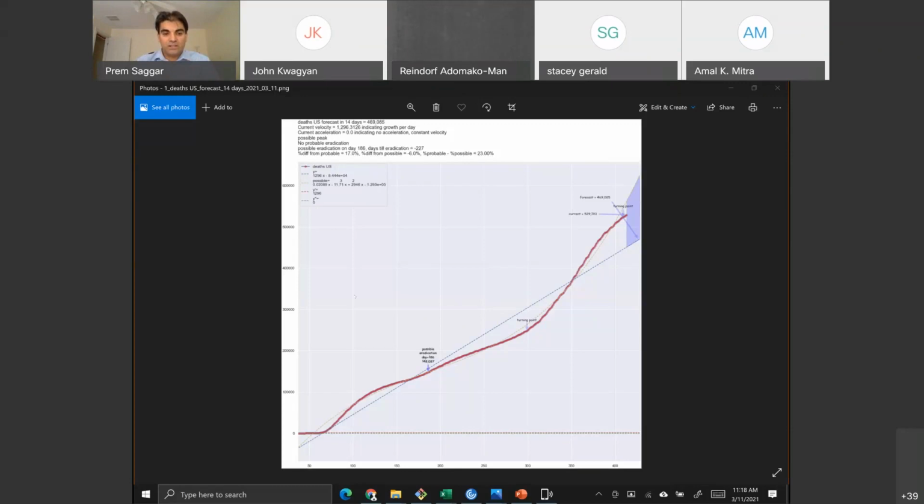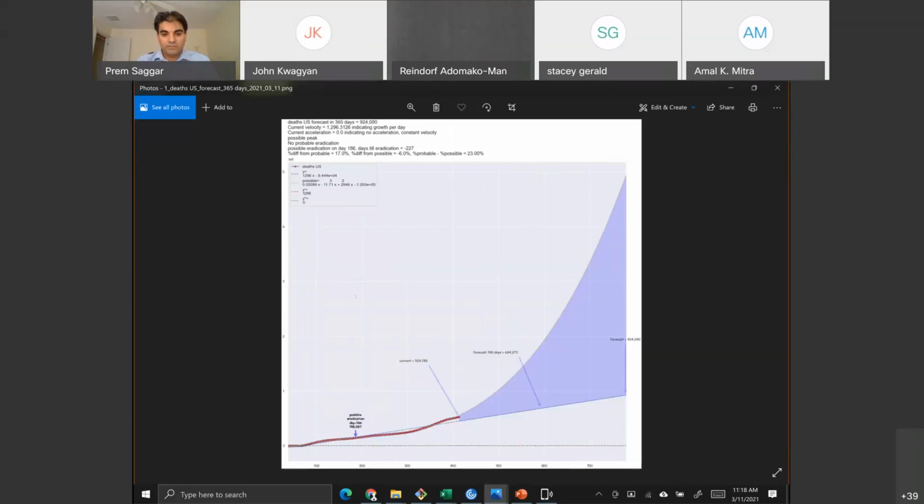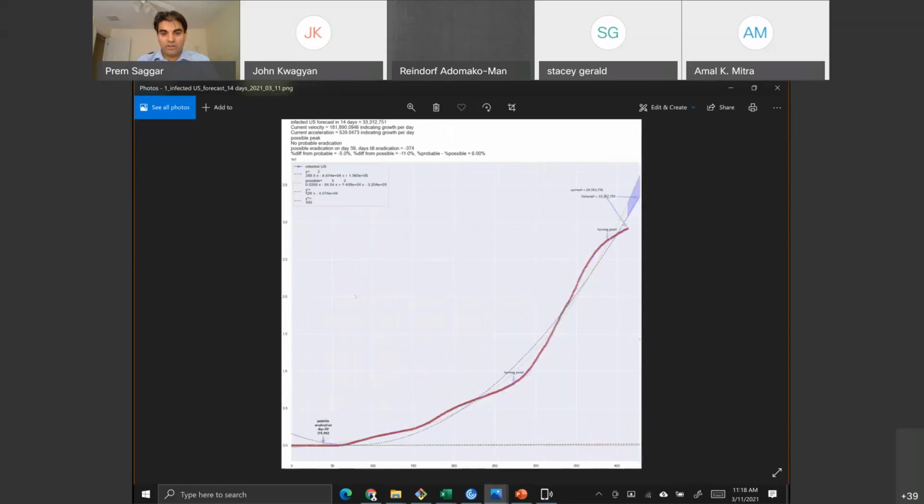Now let's look at infections very quickly. Infections has a similar phenomenon, right? We thought that it could actually stop very early if we had lockdown, but we did not lock down, we opened up. There's a turning point over here where it really exploded. We come up, and there's a turning point now where things slowed down, right? And our current projection for infections is we forecast 33 million in 14 days, right?